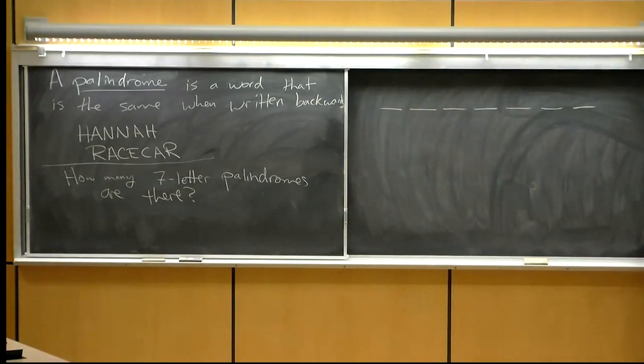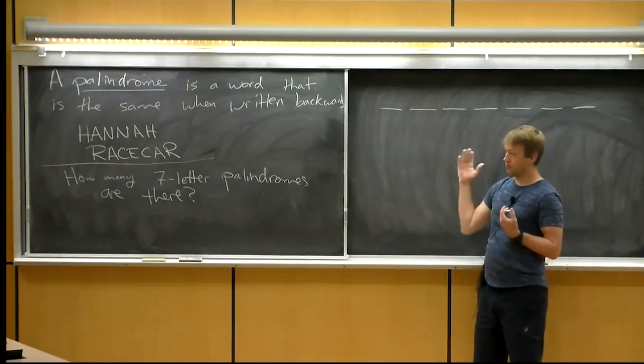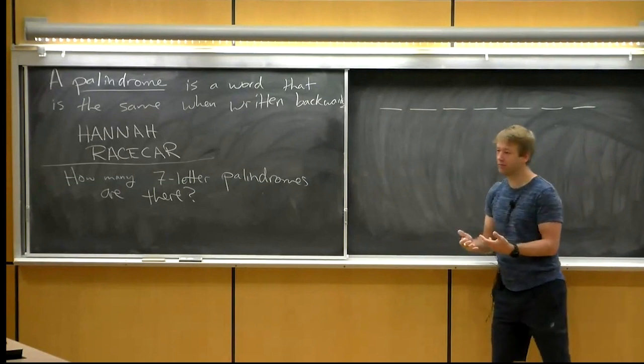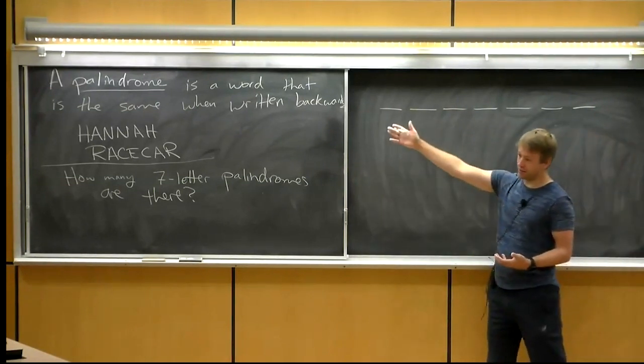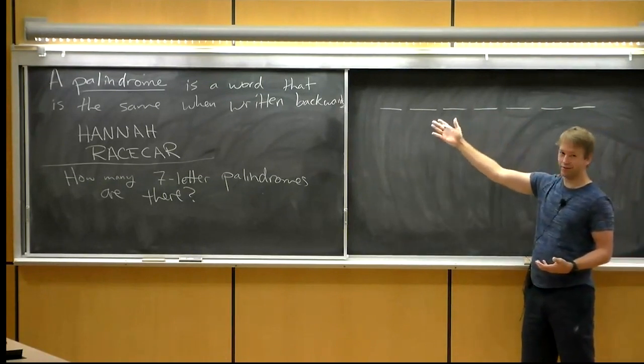So here's a way you can think about this one. We're going to pick a palindrome. We're going to count how many ways there are to generate a palindrome. You can think of that as a procedure that has 7 steps, right? One for each letter.